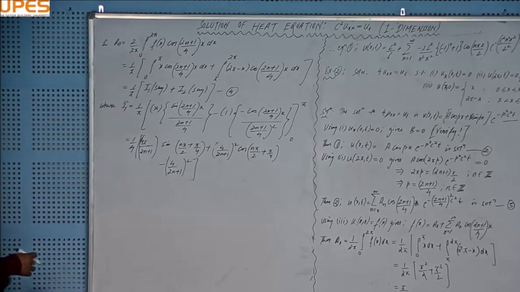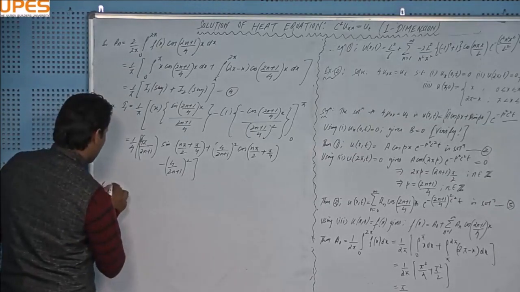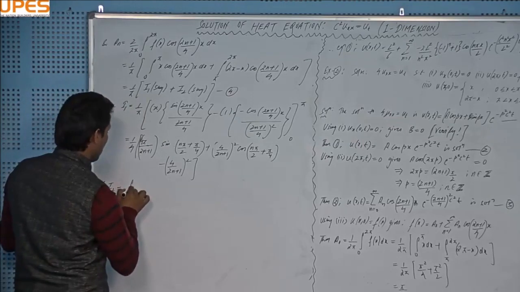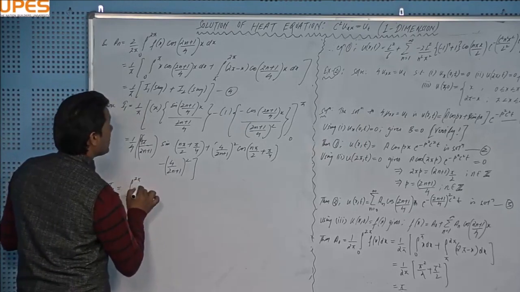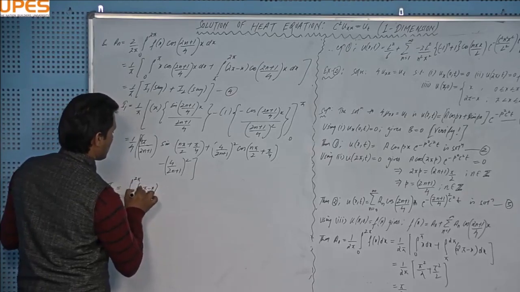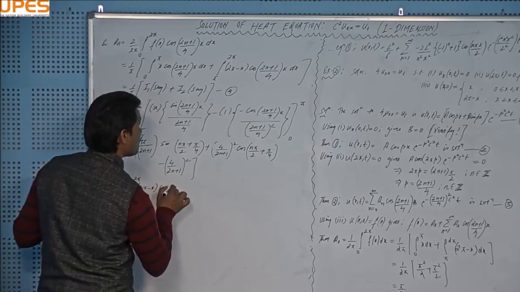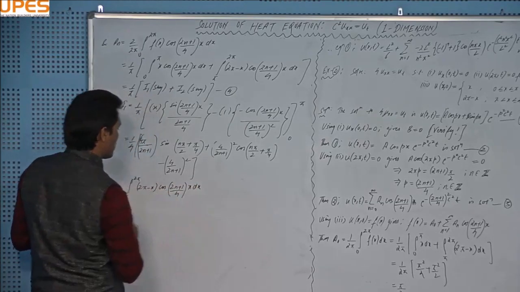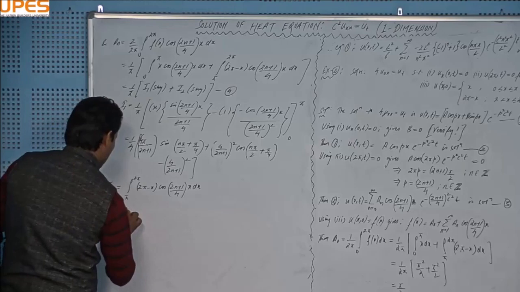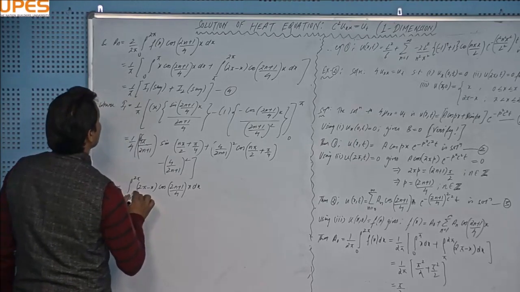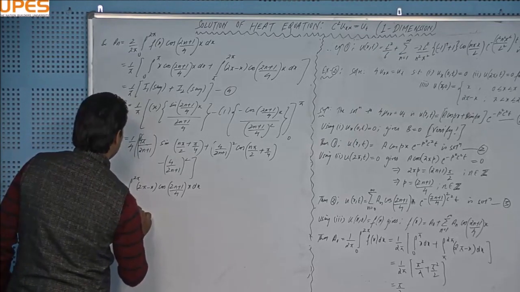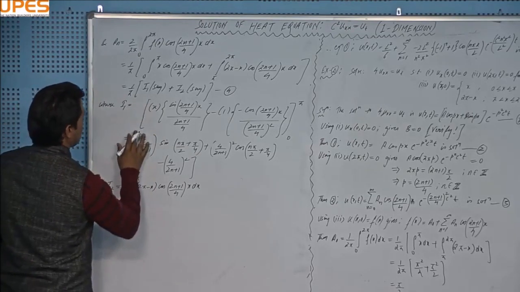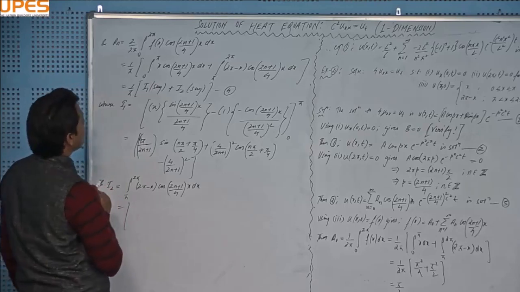Okay, and I2 is equal to the integral from pi to 2 pi of (2 pi minus x) times cos of (2n plus 1) by 4 x dx, fine. And let me apply the formula. Where is it? 1 upon pi. No, this is not 1 upon pi. Fine.